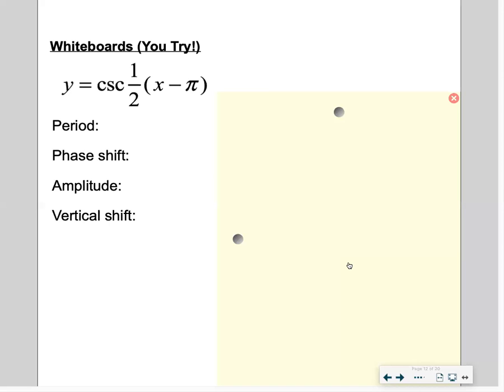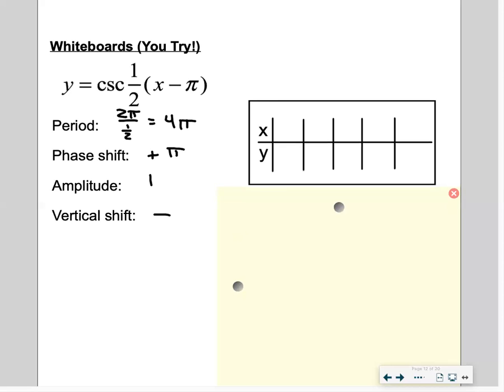That looks good. Let me double check the key for the final chart there. Yeah, let's go. All right, folks at home, I'm going to start writing the answer key up here. 2 pi divided by 1/2 would be 4 pi. Phase shift would be plus pi. Amplitude would be 1. Vertical shift, there's none.